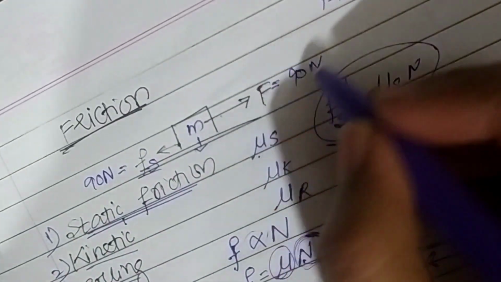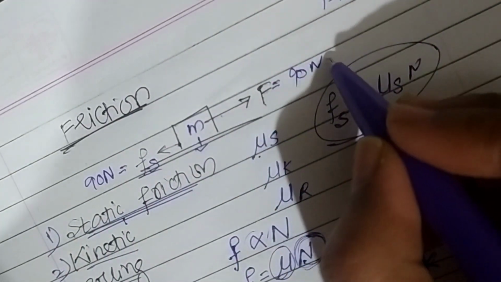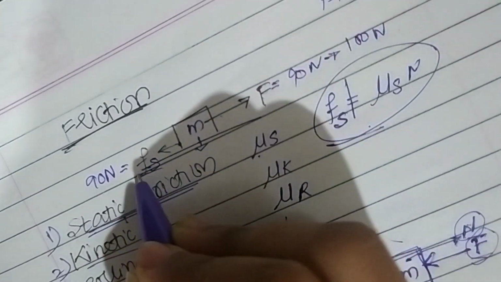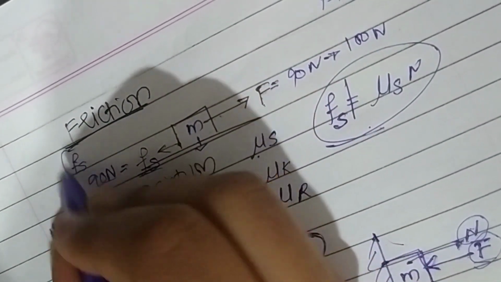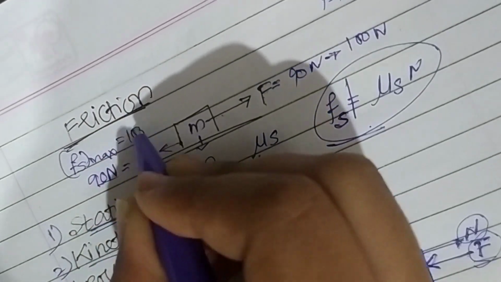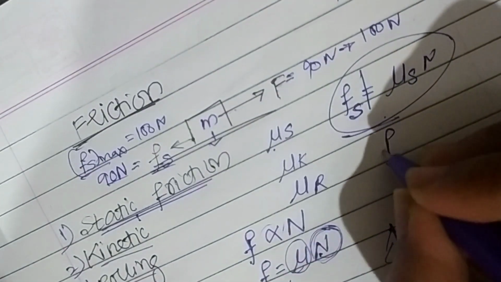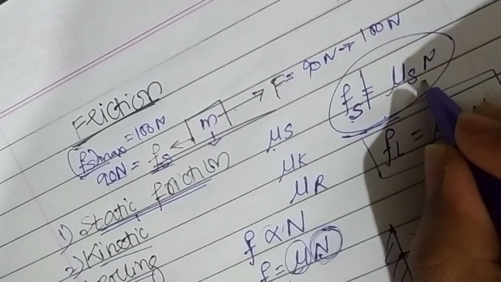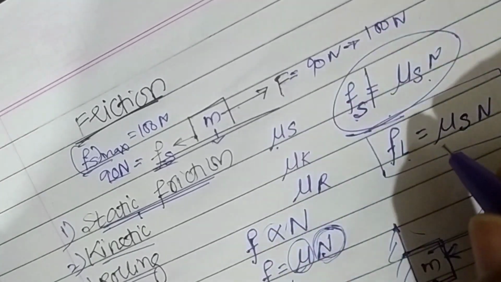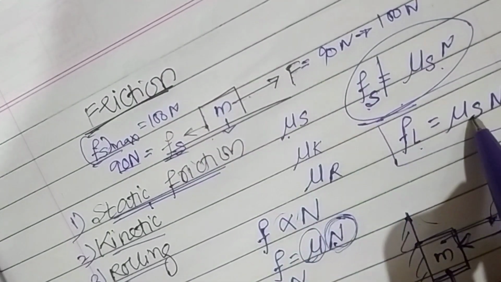Now I have taken someone's help, and now I'm applying 100 newtons. So what will the static friction be here? The static friction will be maximum here, that is Fs maximum will be equal to 100 newtons. This is called Fs maximum, or also called F limiting. So this is equal to mu s N. So Fs is not equal to mu s N. F limiting, or maximum static friction the surface can provide to the block, is equal to mu s N.